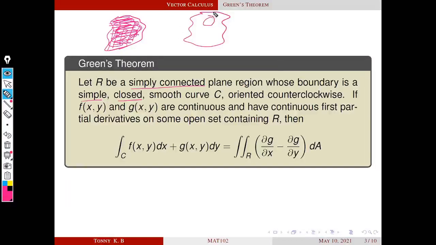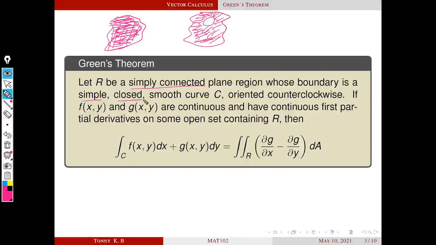And our region is this one. So the region without this portion, like a hole. This region is connected, but it is not simply connected. This is a simply connected region. That's the idea of simply connected: a region without holes. That's all.